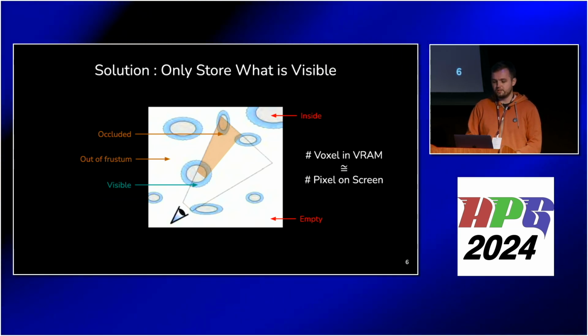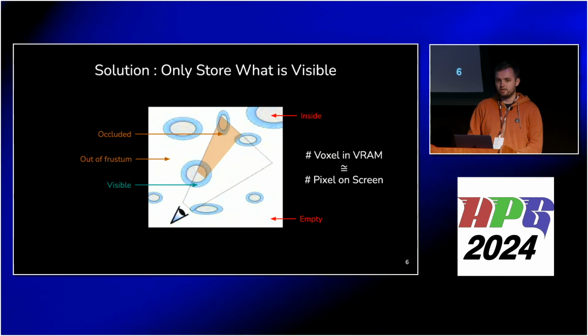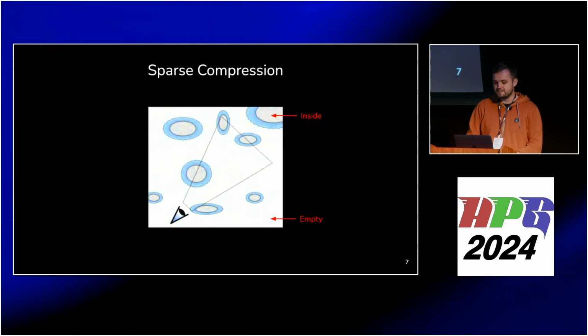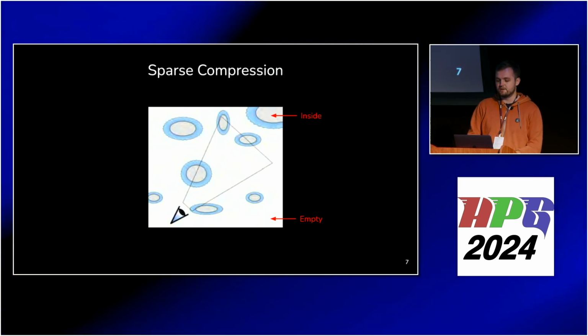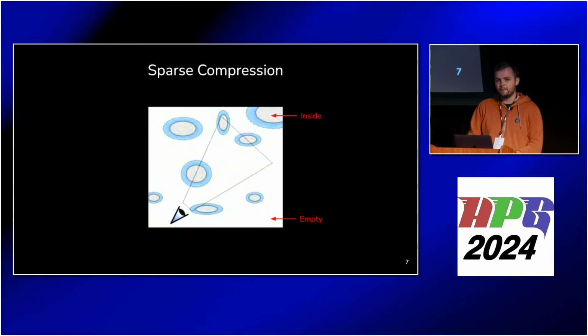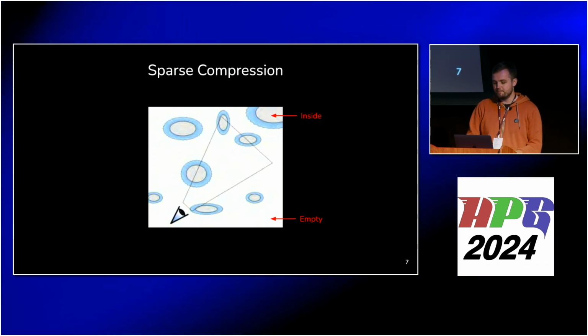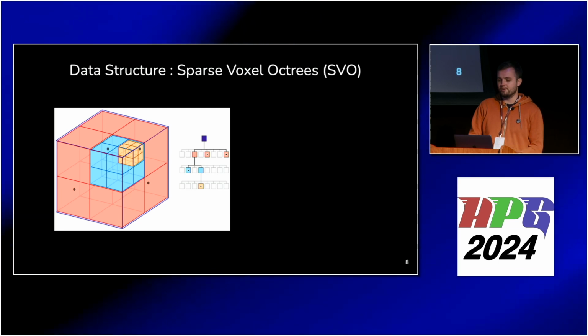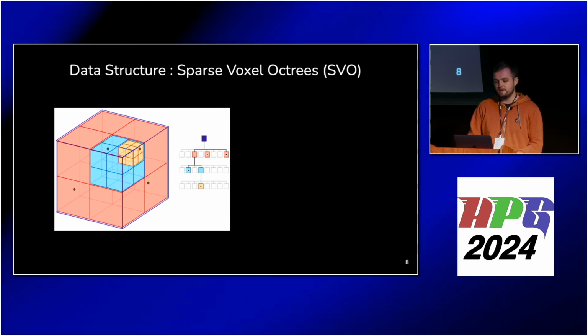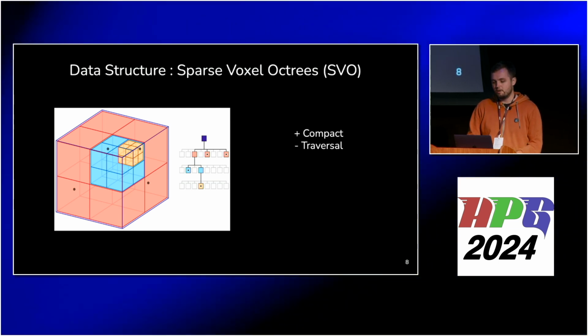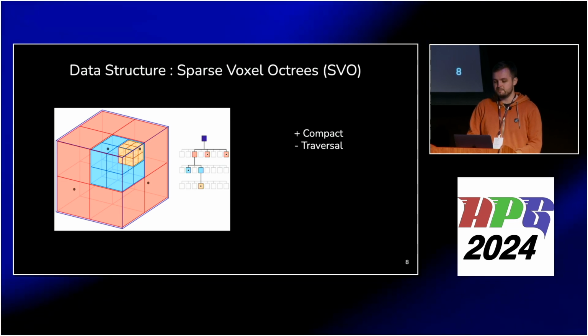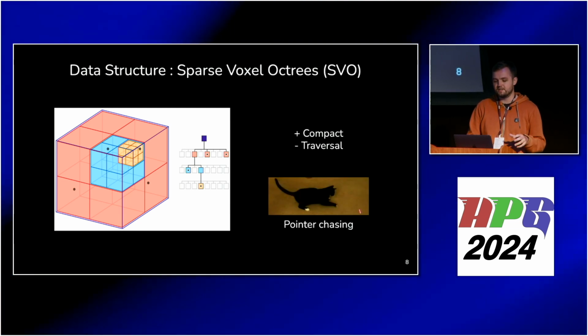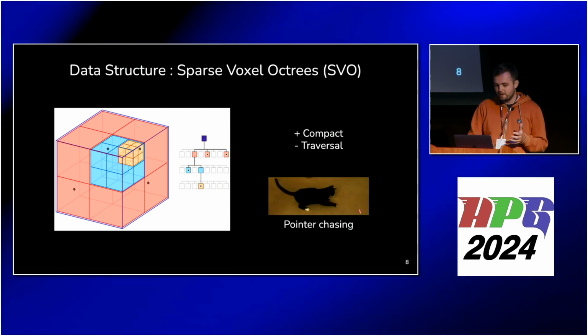So how are we going to achieve our goal of storing only what is visible? Let's start with the stuff that is either empty or inside, so sparse compression. For this, we rely on a smart data structure. The most common ones are sparse voxel octrees. They can be really compact, but are quite expensive to access because you have to do a lot of pointer chasing to access the leaves.